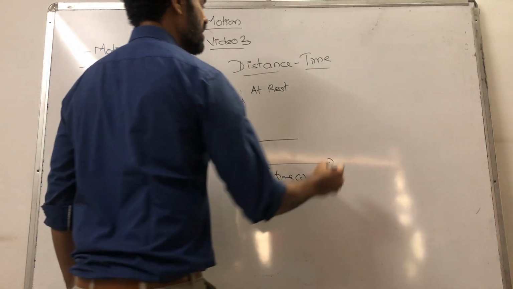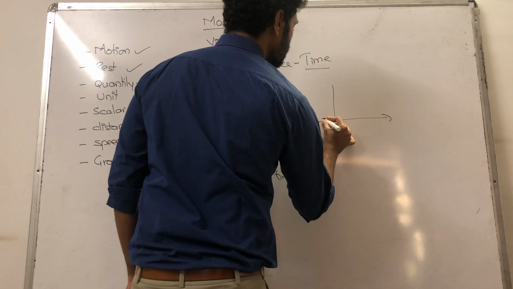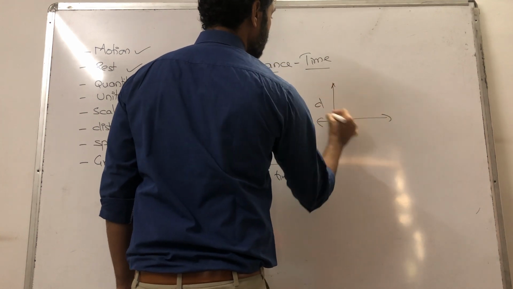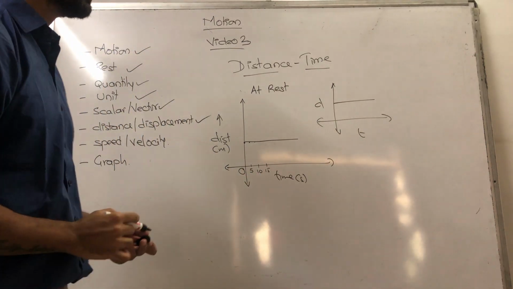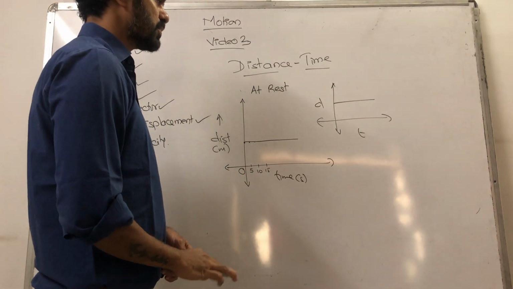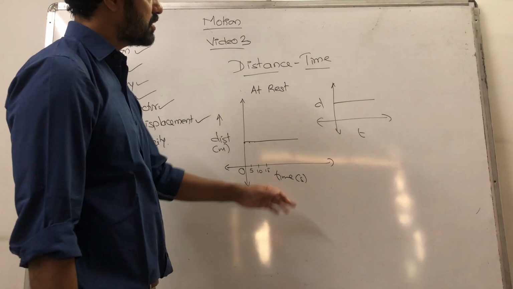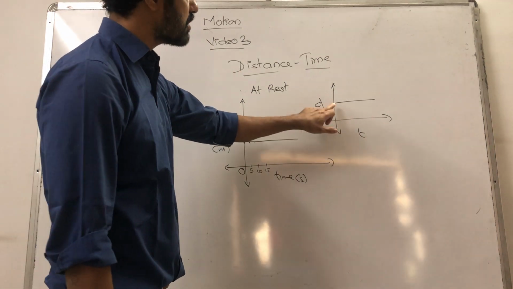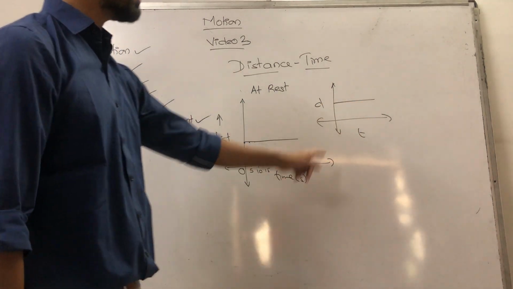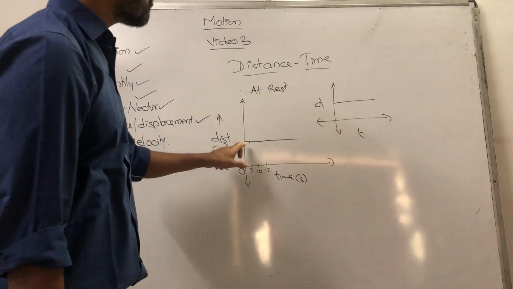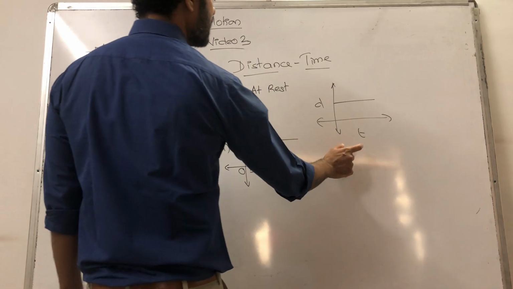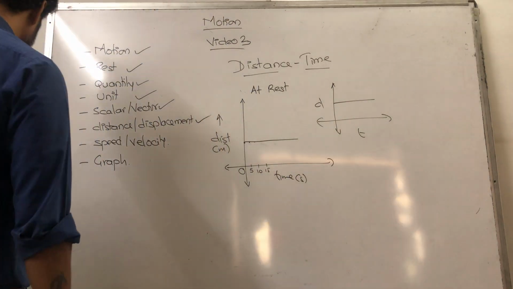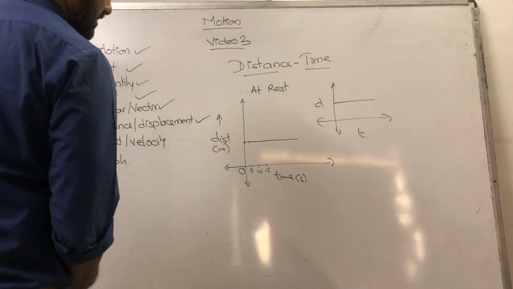So you have to keep in mind, if they have given you a distance time graph, the line graph, and if they ask you to identify the motion, so when you notice that the distance time graph is parallel to the time axis, when will the graph be parallel to time axis? When the body is at rest. So you will say that the motion of the body is, the object is at rest.